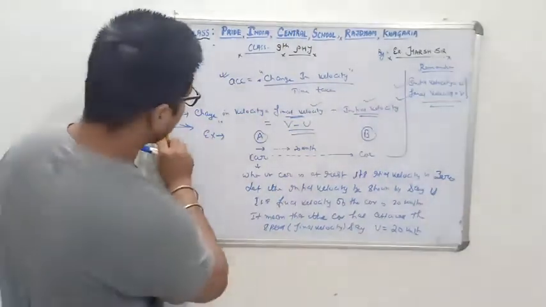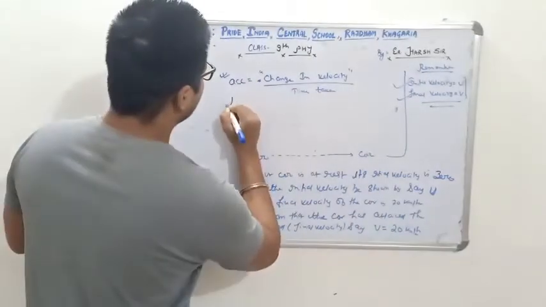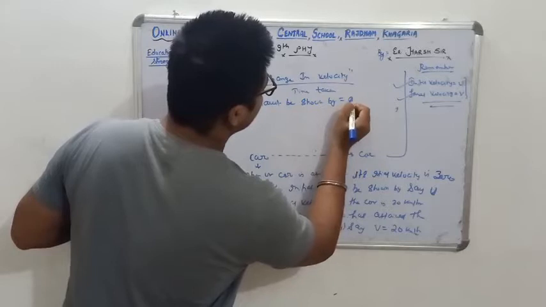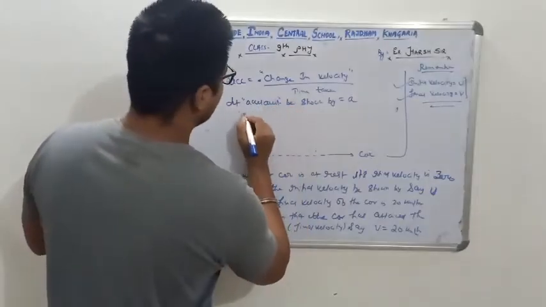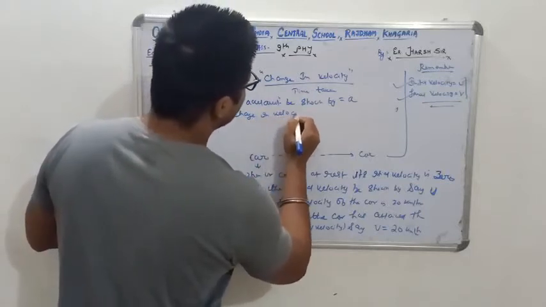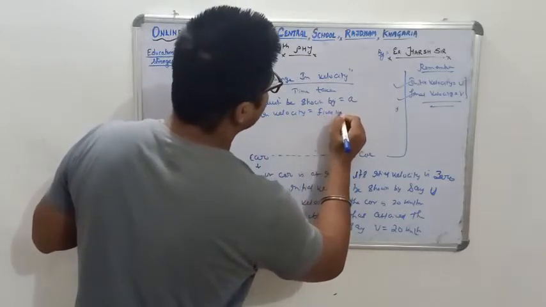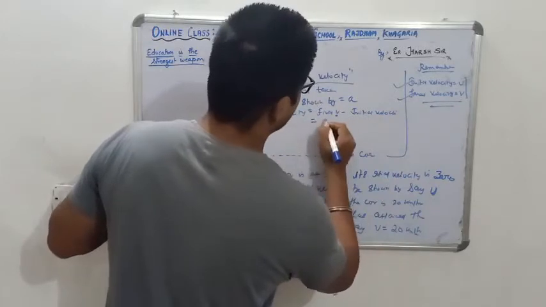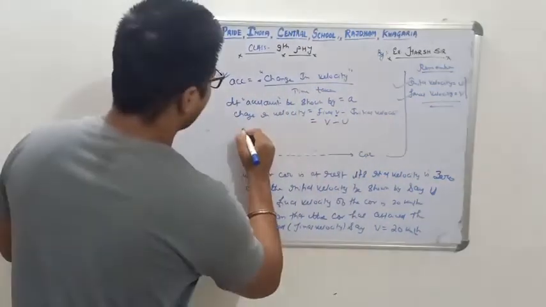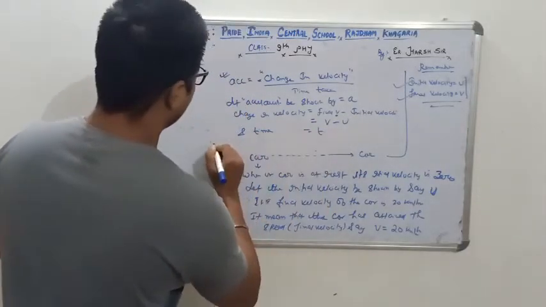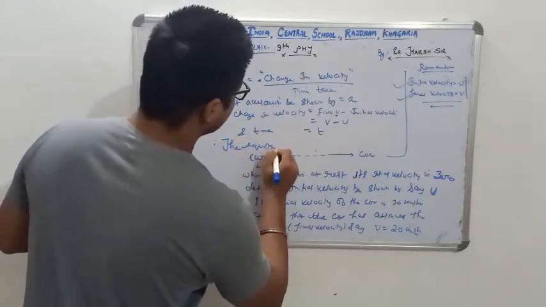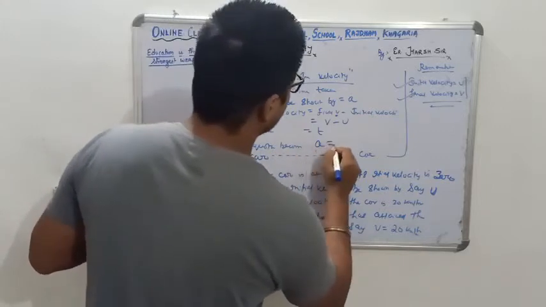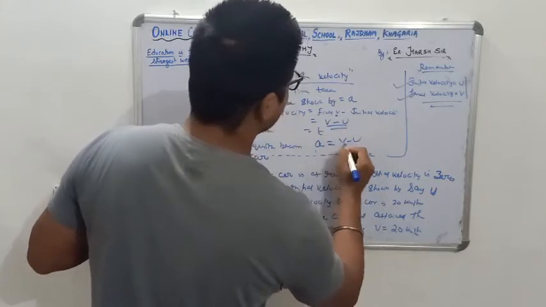So let us do this. Taking this into account, we know that, let the acceleration be shown by a. Change in velocity is nothing but final velocity minus initial velocity, where the final velocity is represented by v, the initial velocity by u, and time is given by t. Therefore, a is equal to v minus u divided by t.